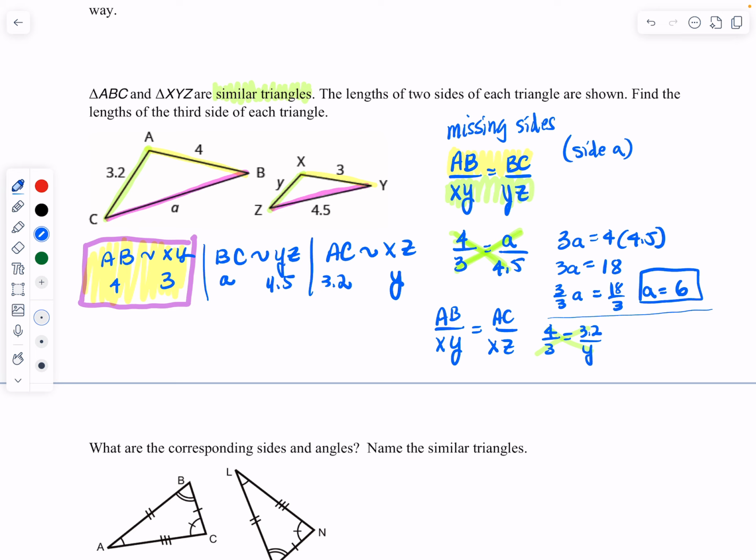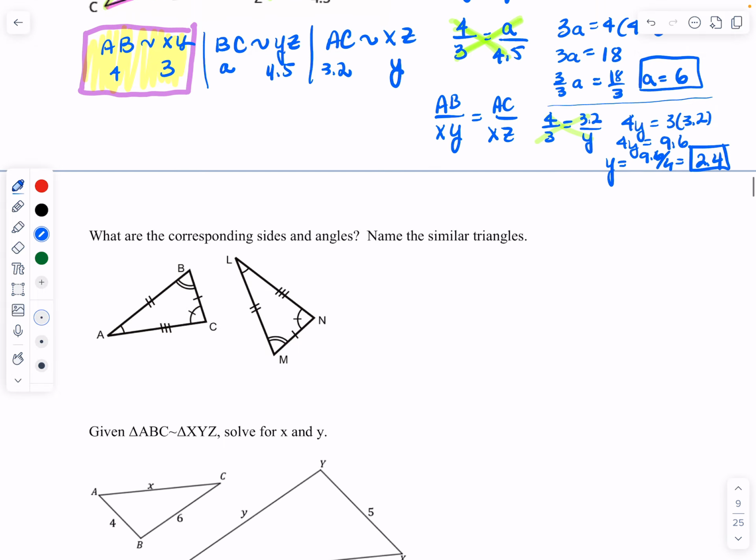So if I cross multiply, I get 4y equals 3 times 3.2. So 4y equals 9.6. And then I'm going to divide both sides by 4. So y equals 9.6 divided by 4, which will give me 2.4. So y is going to equal the measure of 2.4. Okay, again, set up what you know, and then go after one of the unknown sides.